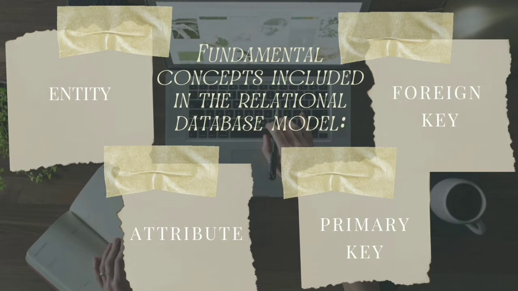Number 3, primary key. A field or set of fields in a table that uniquely identifies a specific entity. And lastly, number 4, foreign key. A primary key from one table that appears as an attribute in another table and serves to provide a logical link between the two tables.